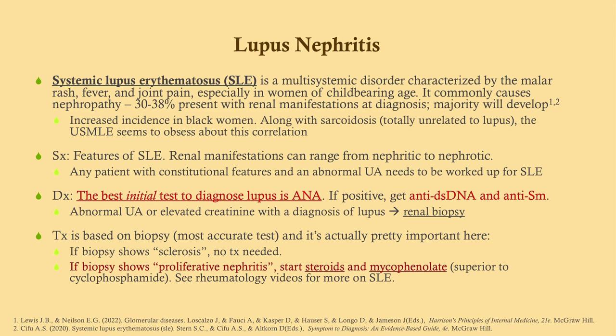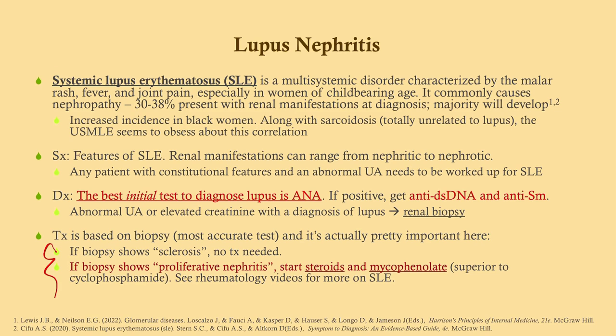If you suspect lupus nephritis and you haven't diagnosed the patient with lupus, go about that. So how do we diagnose the patient with lupus? We start with ANA. If ANA is positive, then we get the more specific markers, anti-dsDNA and anti-Smith. Those come back positive, boom, you've diagnosed lupus. Once you've done that, then you need to get a renal biopsy. Why? Because it guides treatment. So the treatment is based on the biopsy.